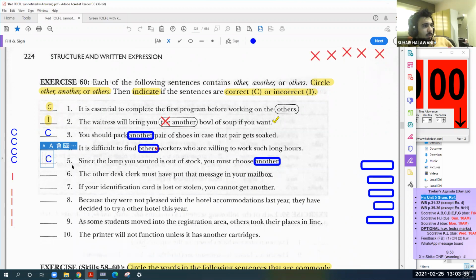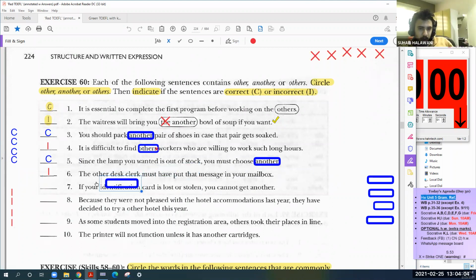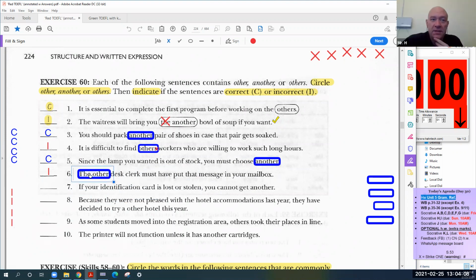Yes, I think it's incorrect. Why? You put the circle in the other. I think it's that. The other, right? The other. Okay. The other desk clerk must have put that message in your mailbox. I think that it's not specific.